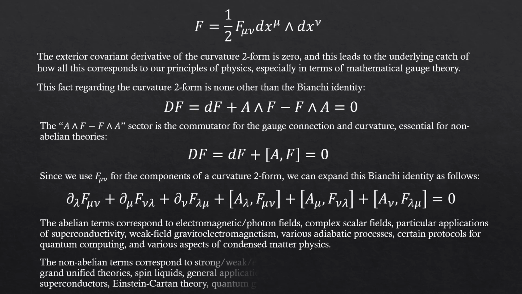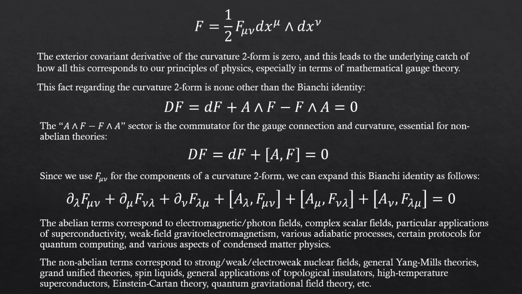But it's when we jump to the non-abelian terms that we get our way more complex theories. And that's corresponding to, say, strong nuclear fields, such as the gluons and things of that nature, the weak nuclear fields, the electroweak nuclear fields. General Yang-Mills theories overall that may even generalize beyond our current known physics. This would, of course, include grand unified theories. This includes spin liquids, general applications of topological insulators, high temperature superconductor physics, and not just your simpler cases of superconductivity. Especially when you're going to need these more advanced asymptotic expansions in terms of heat kernel coefficients.